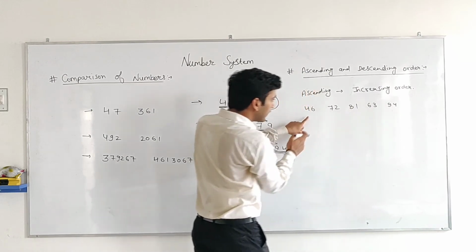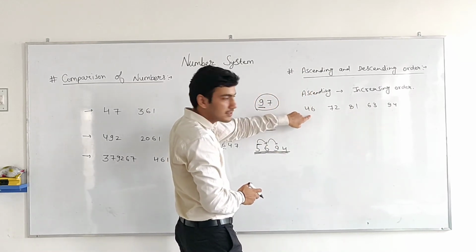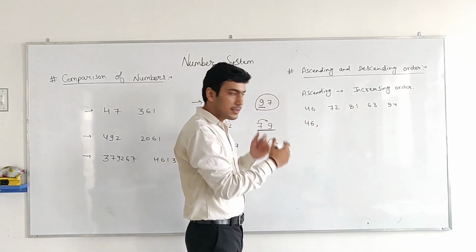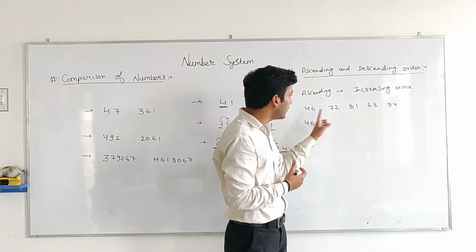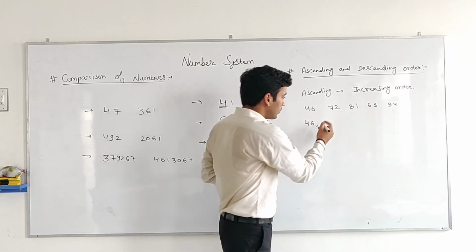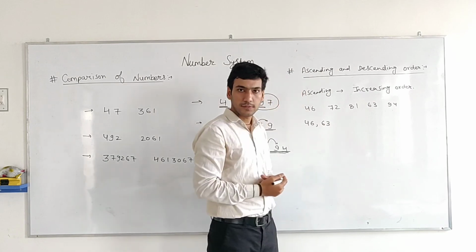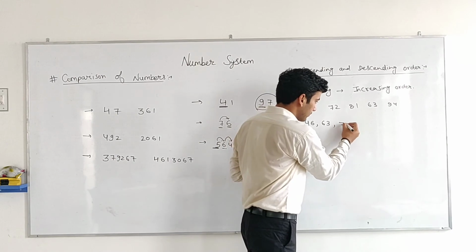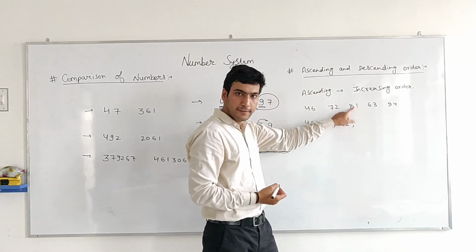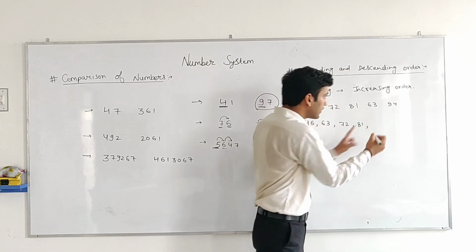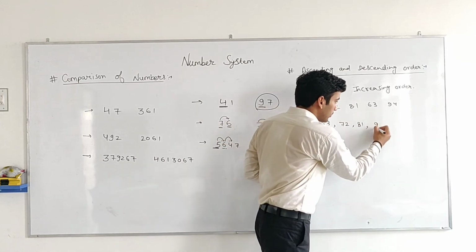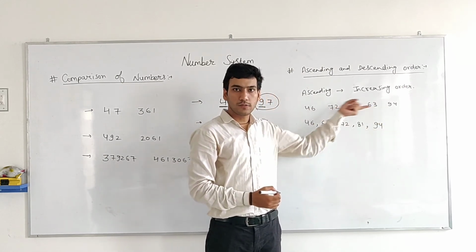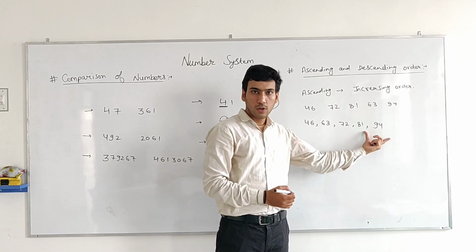As you can see, 46 is the smallest number in the sequence. So the first number is 46. Next, which is the greater number than 46? 63 is there. So the next number is 63. After 63, 72. And next, 81. And last, 94. So this is the ascending order. If you want to write the ascending order of the sequence, this is the ascending order.